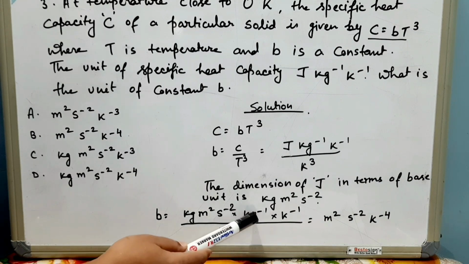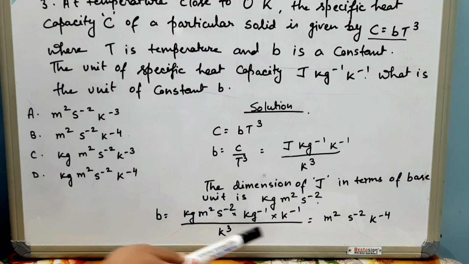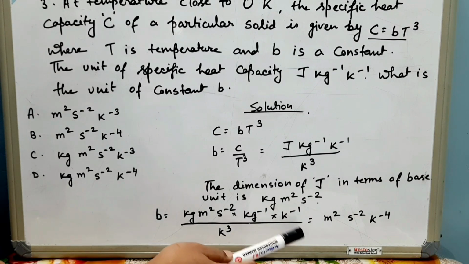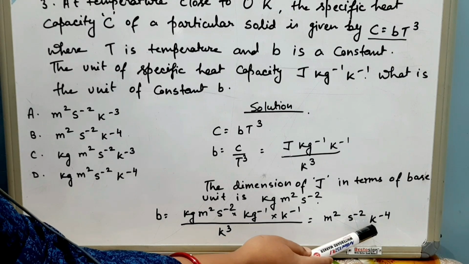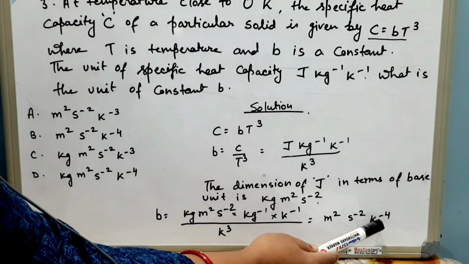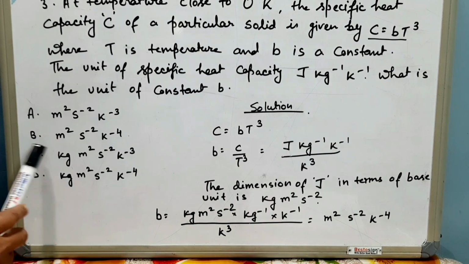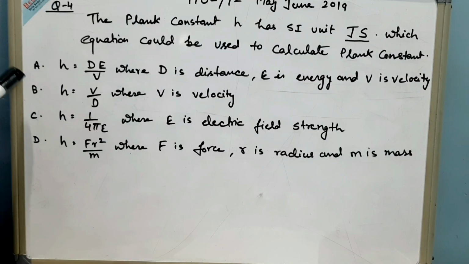So this kg and kg will get cancelled. So the dimension of B will be meter square per second square Kelvin raised to power minus 4. So our correct option will be B.